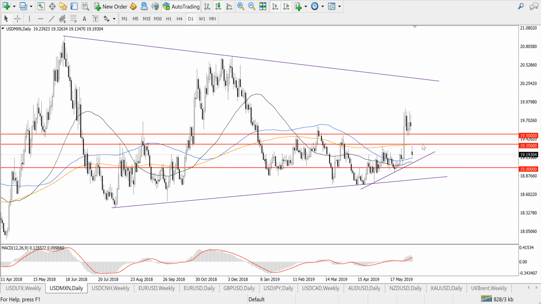This certainly improved the picture for the Mexican peso, and the currency pair may test these moving average lines and even the support around 19.